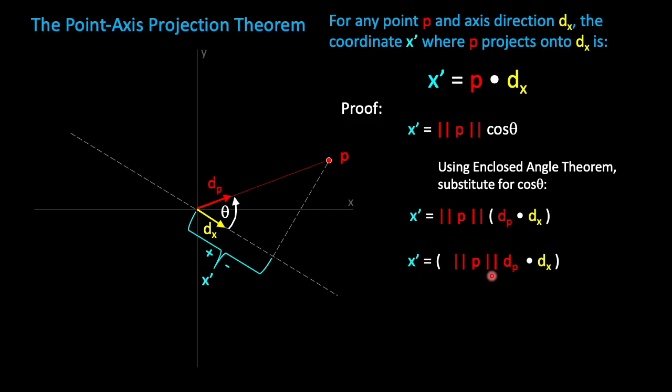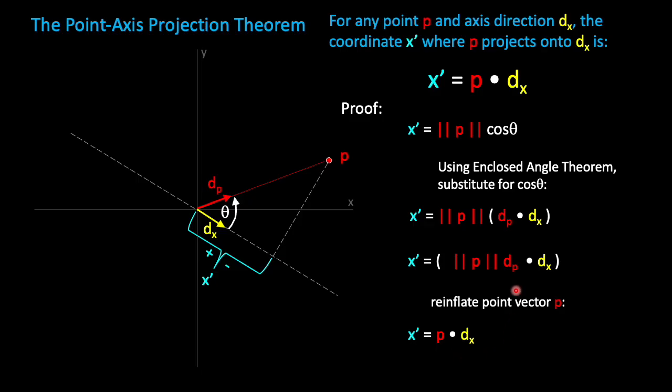And so look what we've got here. We've got the length of vector P times the direction of the point vector P. And so we're literally just going to reinflate that into the point vector P. So this is replaced by P.